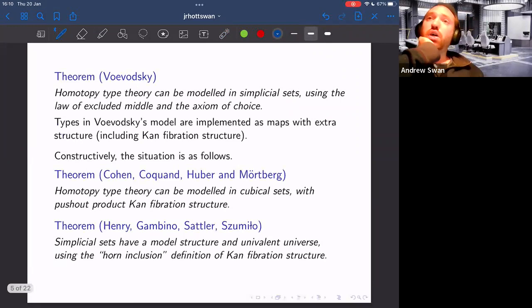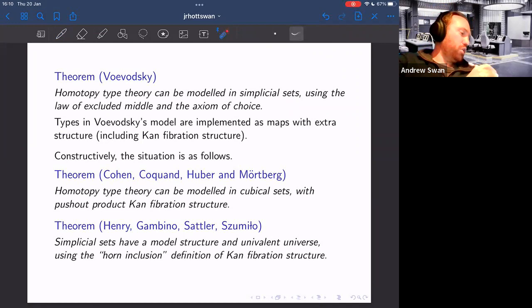Okay, so as I was mentioning, these are used in type theory. The classic model of type theory using these homotopical ideas is Voevodsky's interpretation of homotopy type theory in simplicial sets. So this is the original model of homotopy type theory, if you like. And this is non-constructive, so it's using the law of excluded middle and the axiom of choice. And these Kan fibrations, as I said, are used as the dependent types in the model.